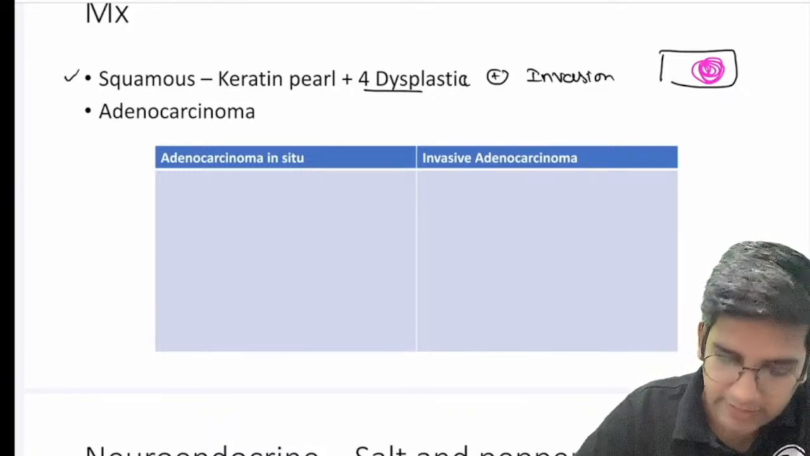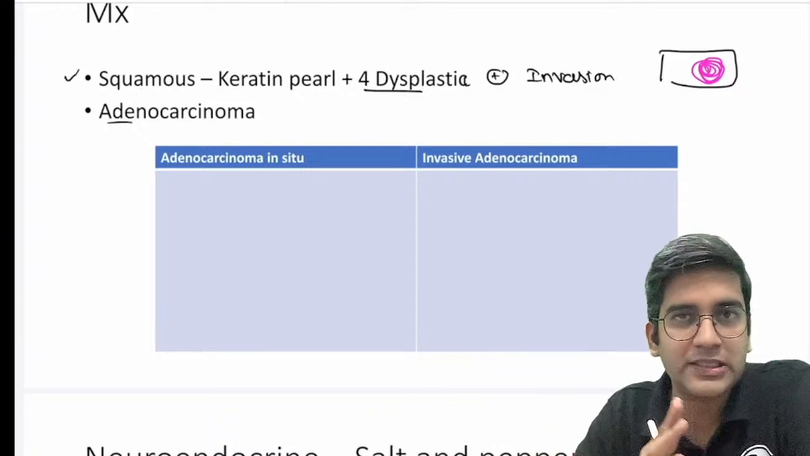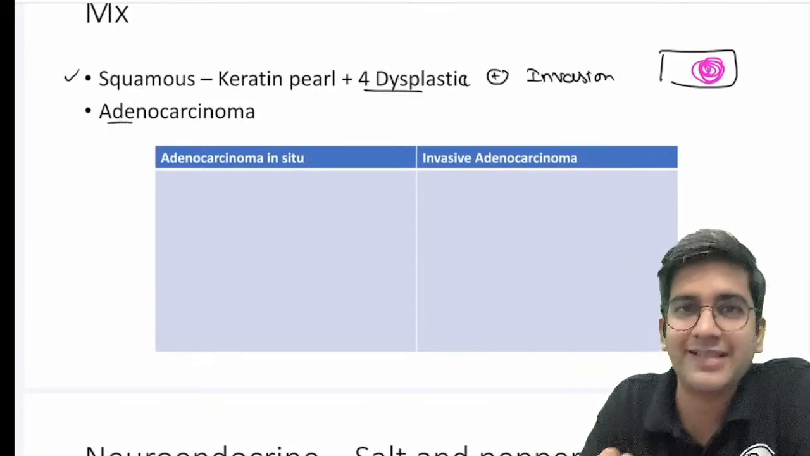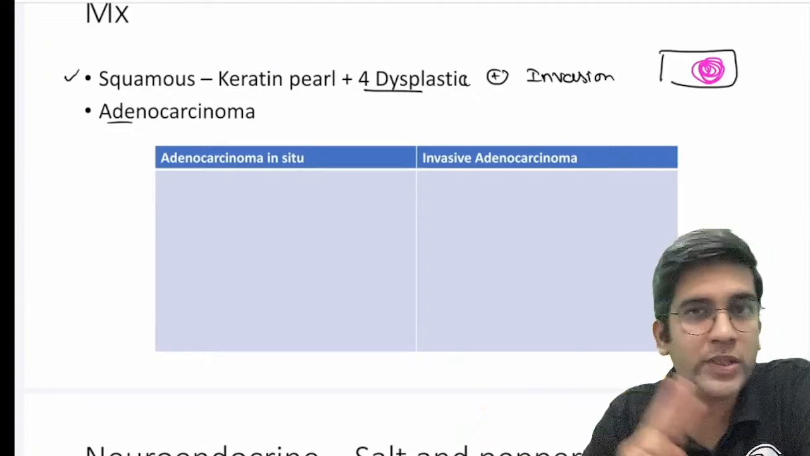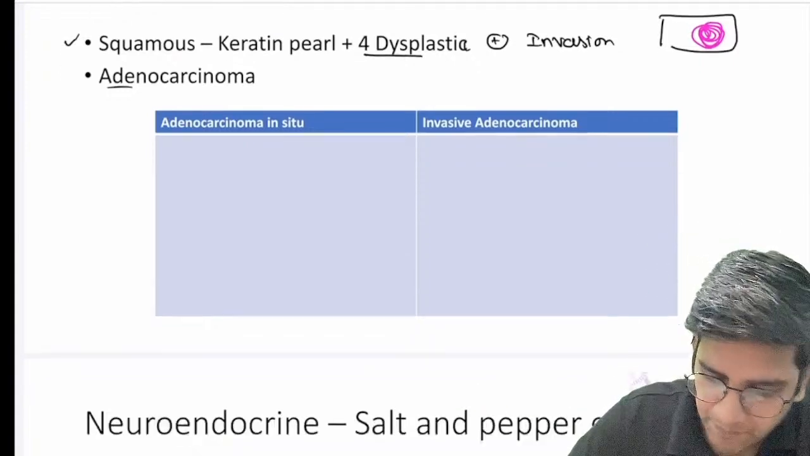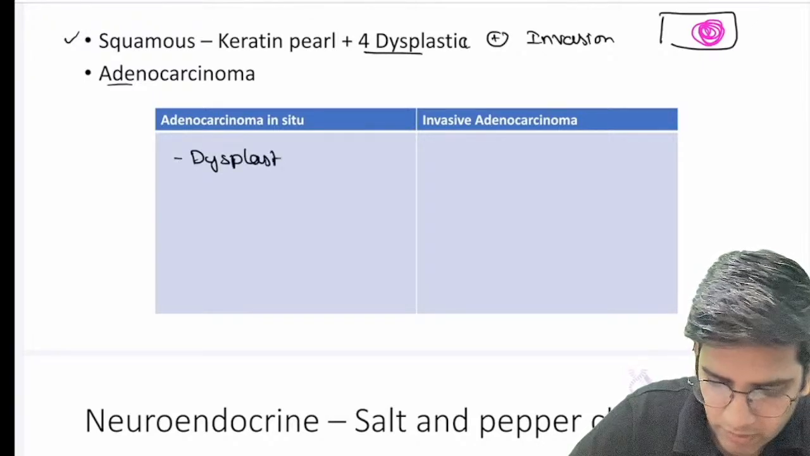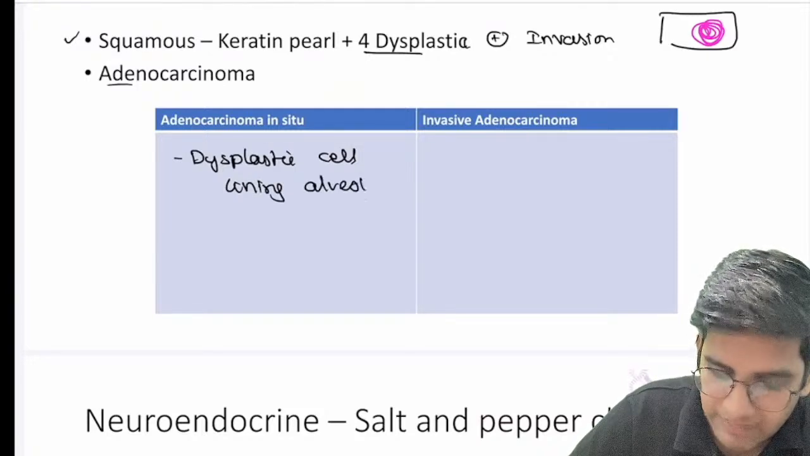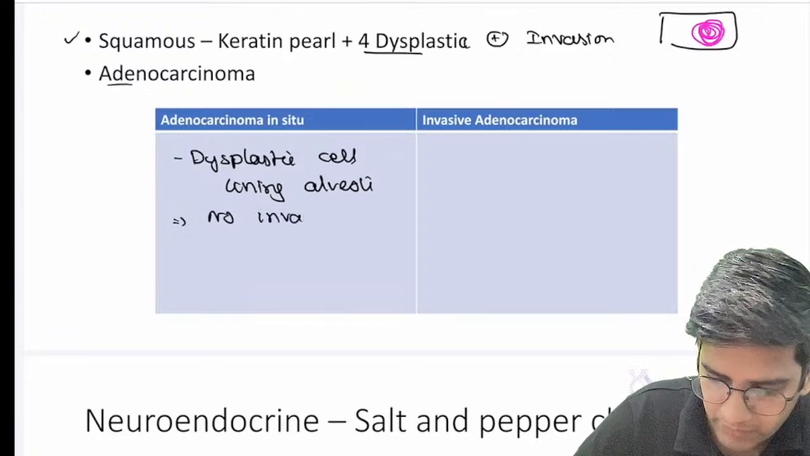Thank you, Vaibhav. Next, adenocarcinoma. Adenocarcinoma has 3 things. One is atypical adenomatous hyperplasia, which I'm not mentioning here because it's not possible to identify it. It's an incidental lesion. Next is in situ and invasion. The only finding in in situ is that I'll have the same dysplastic cells which will be lining the alveolar membrane, but it's in situ. Like you guys said, there'll be no invasion.